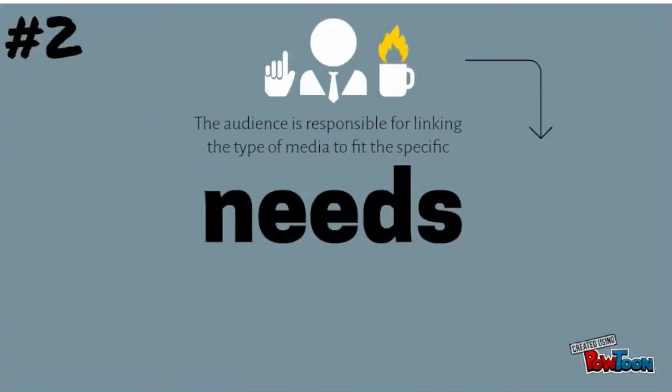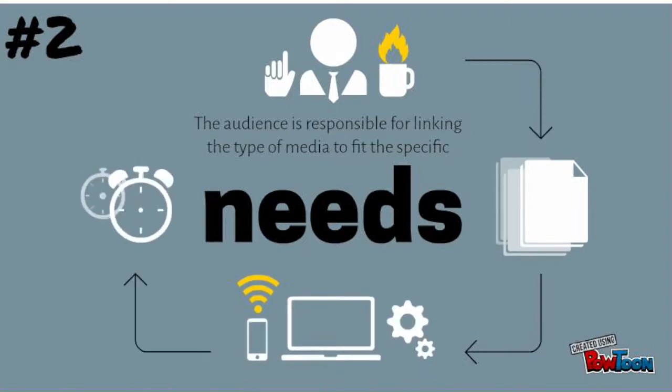The second element of UGT explains that within mass communication, the audience is responsible for linking the type of media to fit their needs. The media itself doesn't look for you. Instead, you as the audience filter through the types of media to fulfill your needs. You know when to use your phone for a quick search, or maybe to go to the library to find the original source in a textbook.